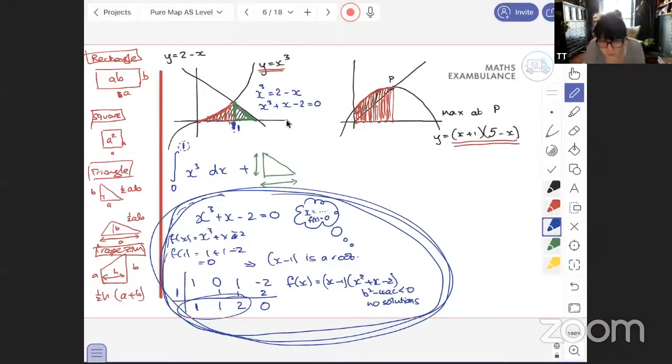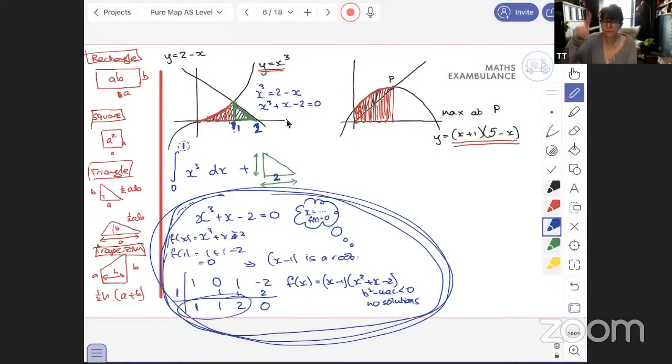So I've got all this work to do too, and I haven't even started integrating yet. Okay, what's happening here? Well, the line 2 minus x is crossing the x-axis. So if 2 minus x is 0, x must be 2. That was pretty easy. So this is going from 1 to 2, so that's 2 across there.